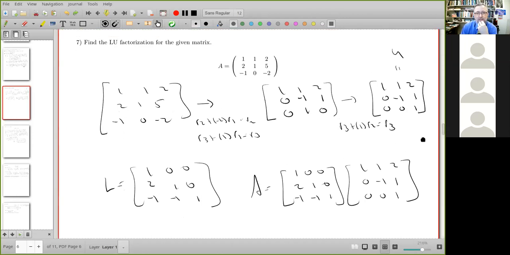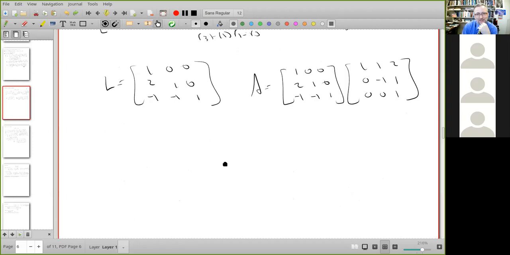All right, so 7, LU factorization. Notice that if you look at it, it uses the same matrix for 7 and 8. Same matrix. Oh man, that's evil.